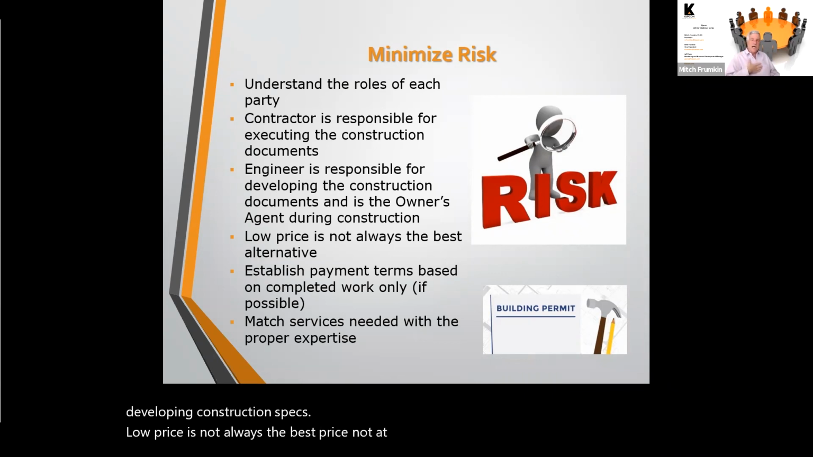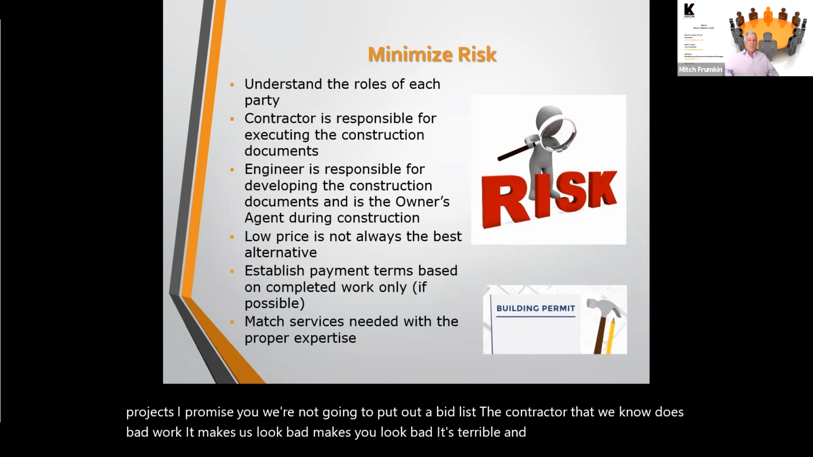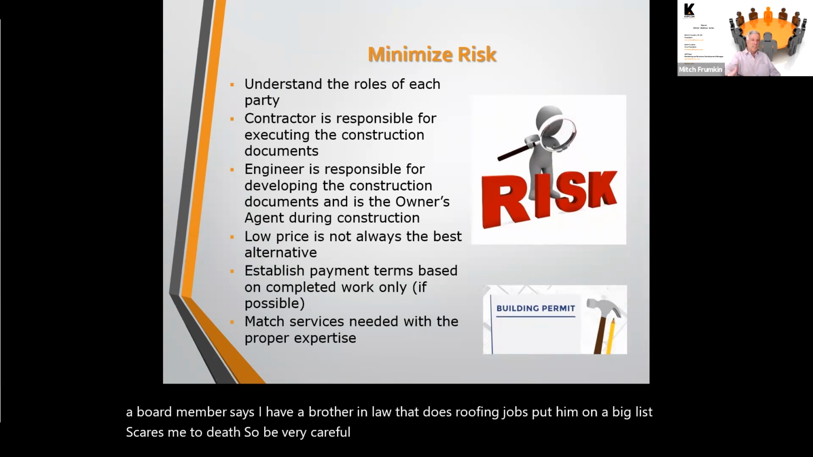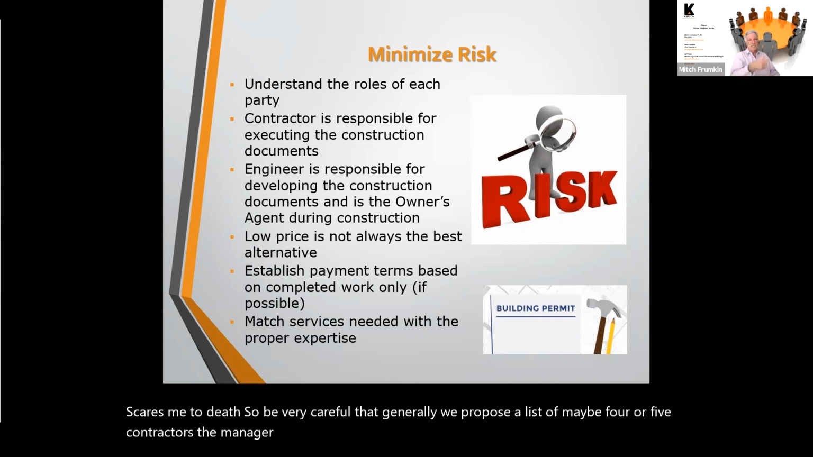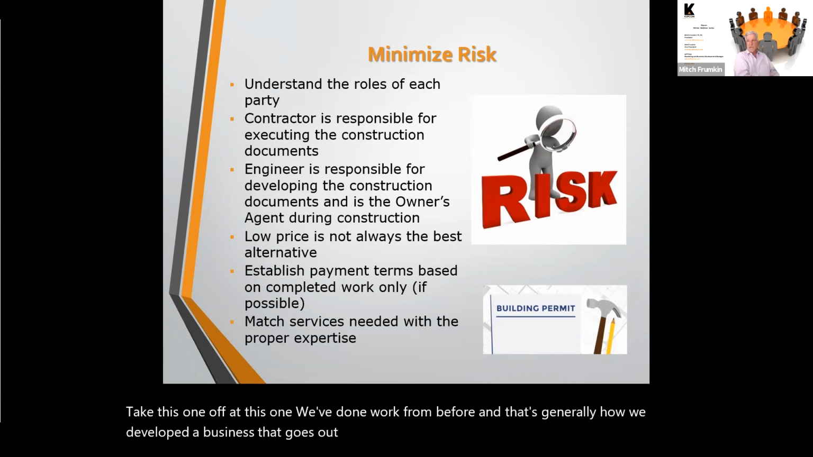And when we select contractors to bid on projects, I promise you, we are not going to put on a bid list a contractor that we know does bad work. It makes us look bad, it makes you look bad, and it's terrible. And the scariest thing is when a board member says, I have a brother-in-law that does roofing jobs, put him on the bid list. Scares me to death. So be very careful of that. Generally, we propose a list of maybe 4 or 5 contractors. The manager of the association looks at it and says, take this one off, add this one we've done work from before. And that's generally how we develop the bid list that goes out to the contractors.